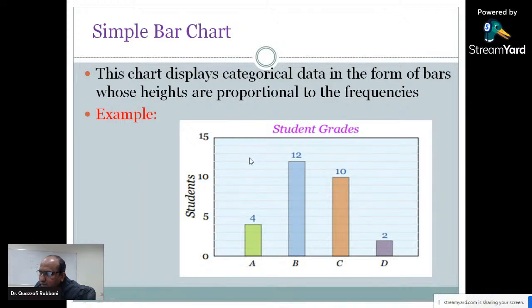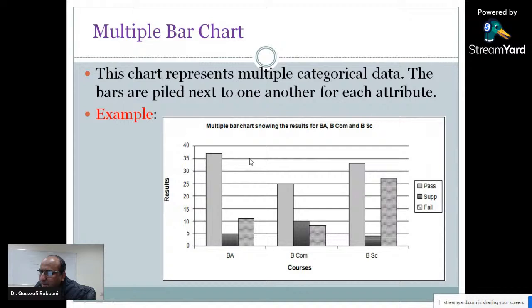Now the next example, the multiple bar chart. This chart represents multiple categories of data. A bar chart is also used for categorical data. Now you see on the x-axis are the program courses, and on the y-axis the results. There are three programs: BA, BCom, and BSc, and there are three bars: one for pass students, second for supplementary, and third for the fail students.